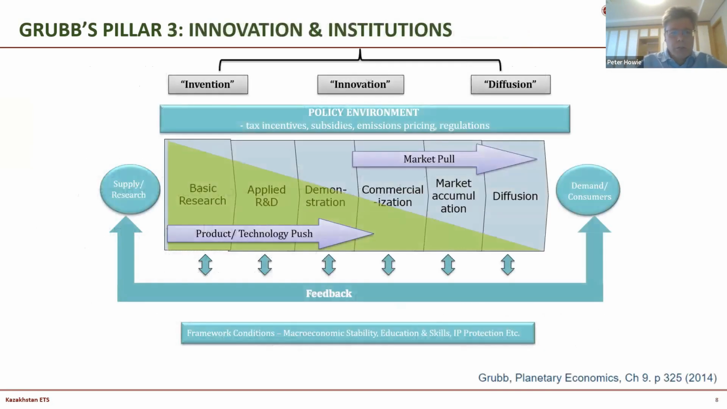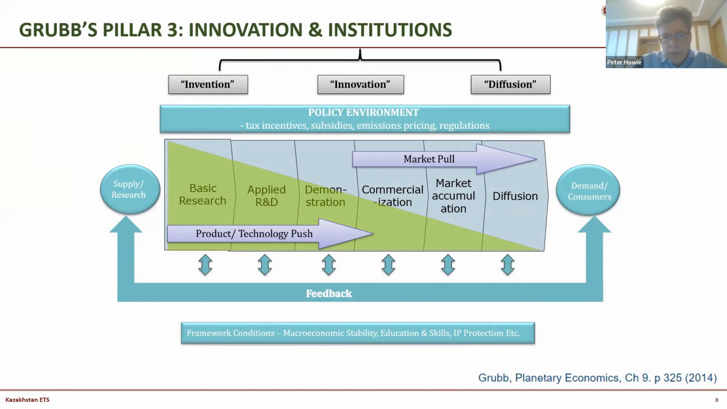The third pillar deals with innovation. And what the research shows is that initial innovation must be government enhanced. It must be pushed by the government. Once innovation is far enough on the development path, then business takes over.